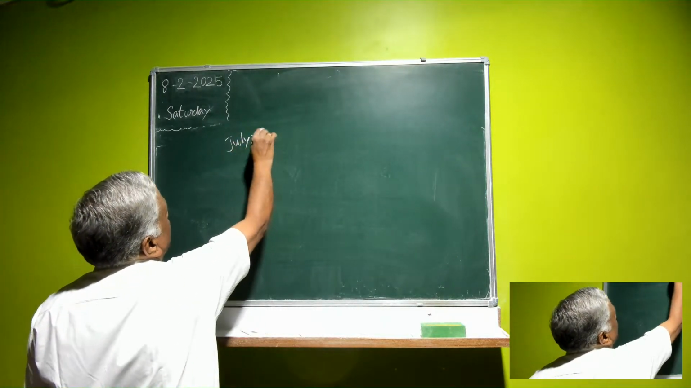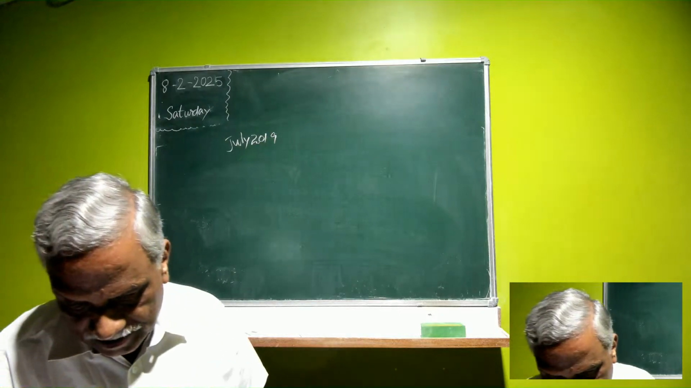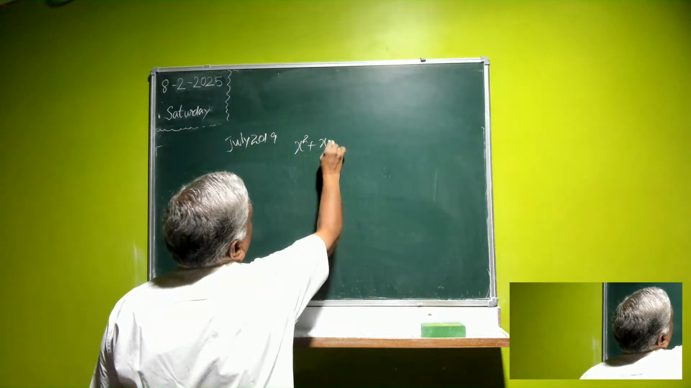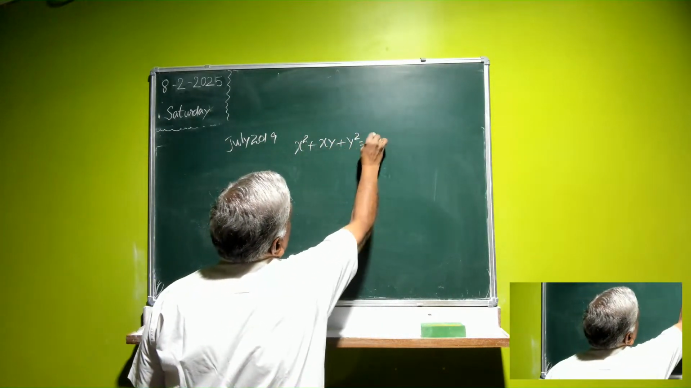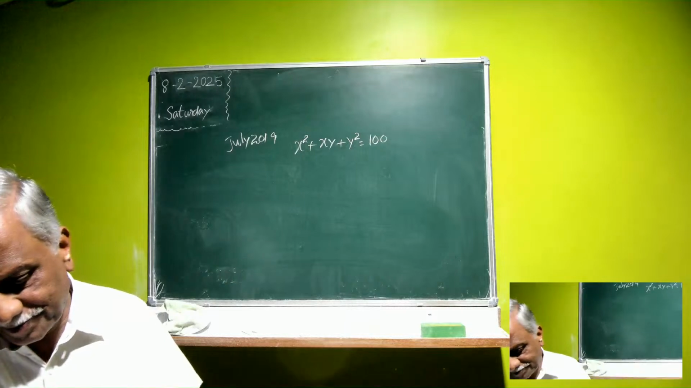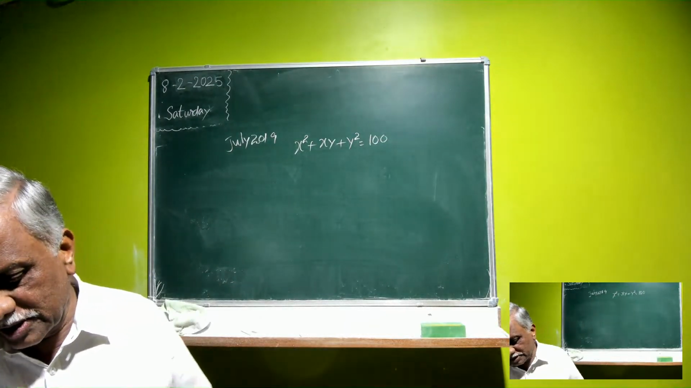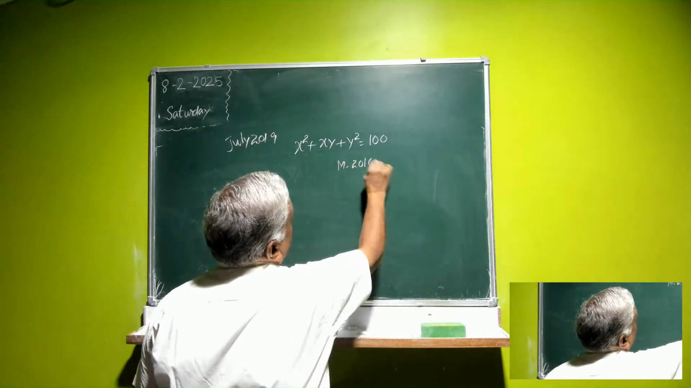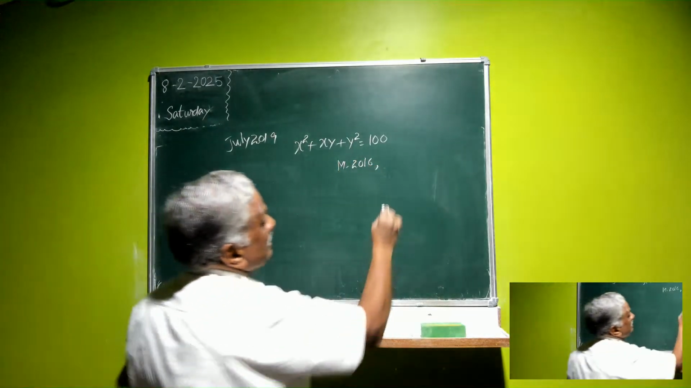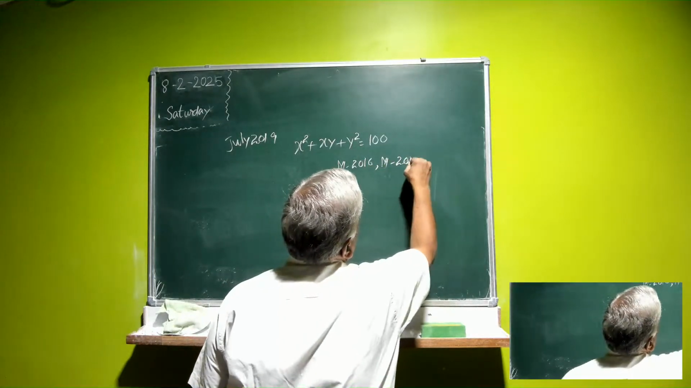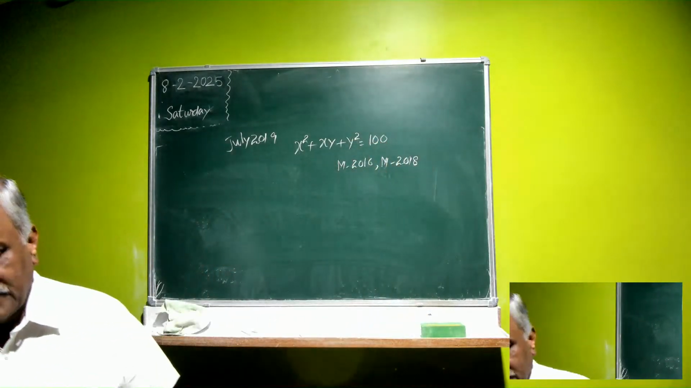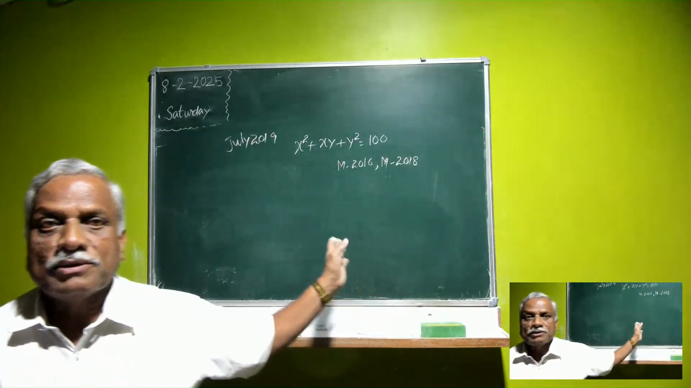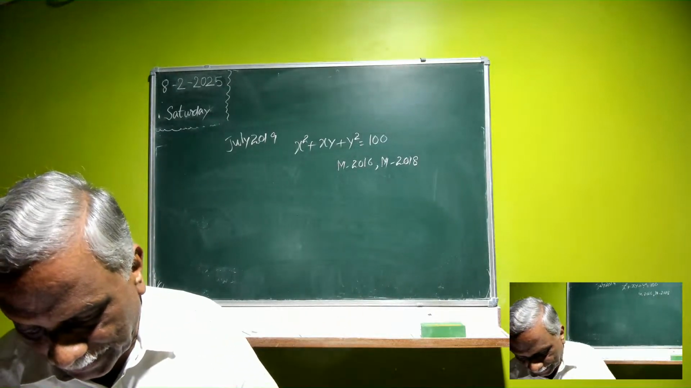2019. The problem is find dy by dx, x square plus xy plus y square is equal to 100. They have asked in March 2016, same question, no change. March 2018 they have asked again. You can refer to my previous notes. It is there. I have already solved it.